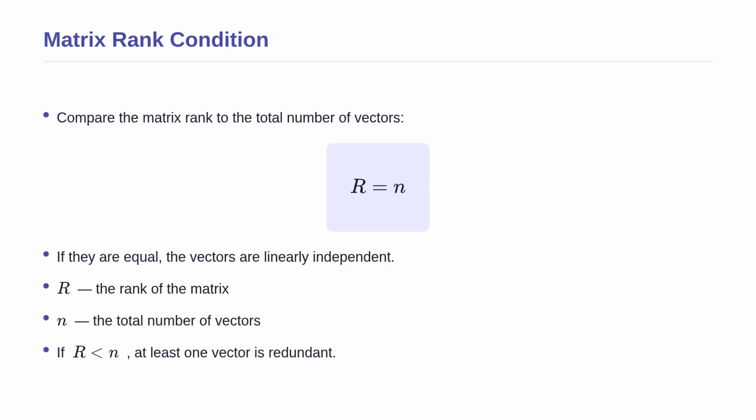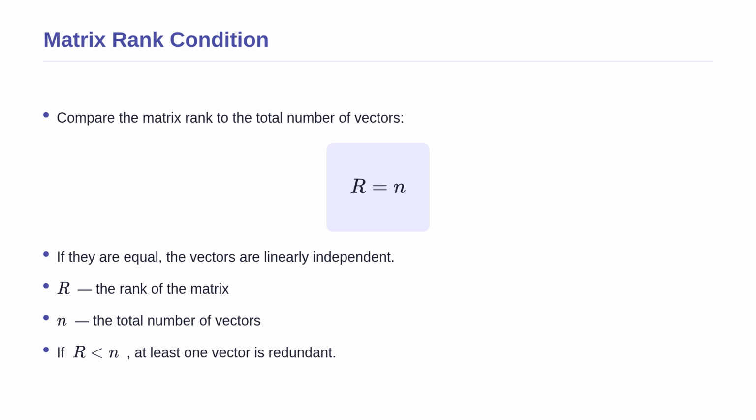Conceptually, this is just comparing the number of unique directions we actually have to the number of directions we started with. The symbol R represents the rank of the matrix, which is the count of unique columns. The symbol N represents the total number of vectors we put into the matrix. If we have n vectors and the rank R is exactly equal to n, it means every single vector is unique. Therefore, they are linearly independent.